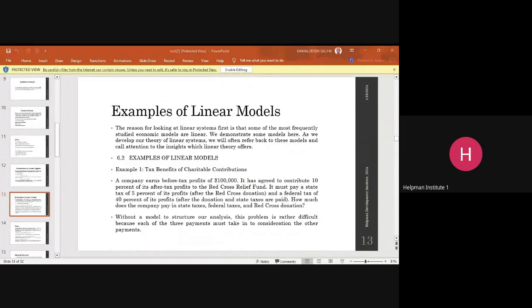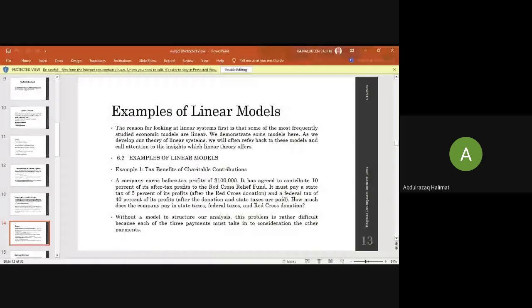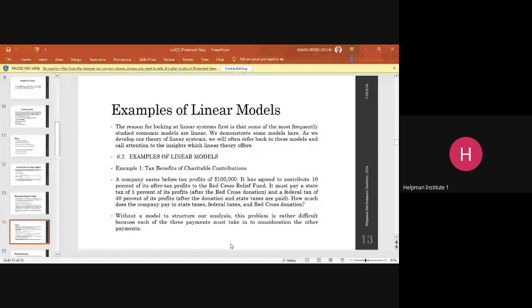Hello, are you with me? I'm not sure Kamal is here. Good evening, Afi. This is Halima. I'm here, Halima. Kamal is not here with us. Let's proceed, I'm with you. Go to the next slide. I said go to the next slide.